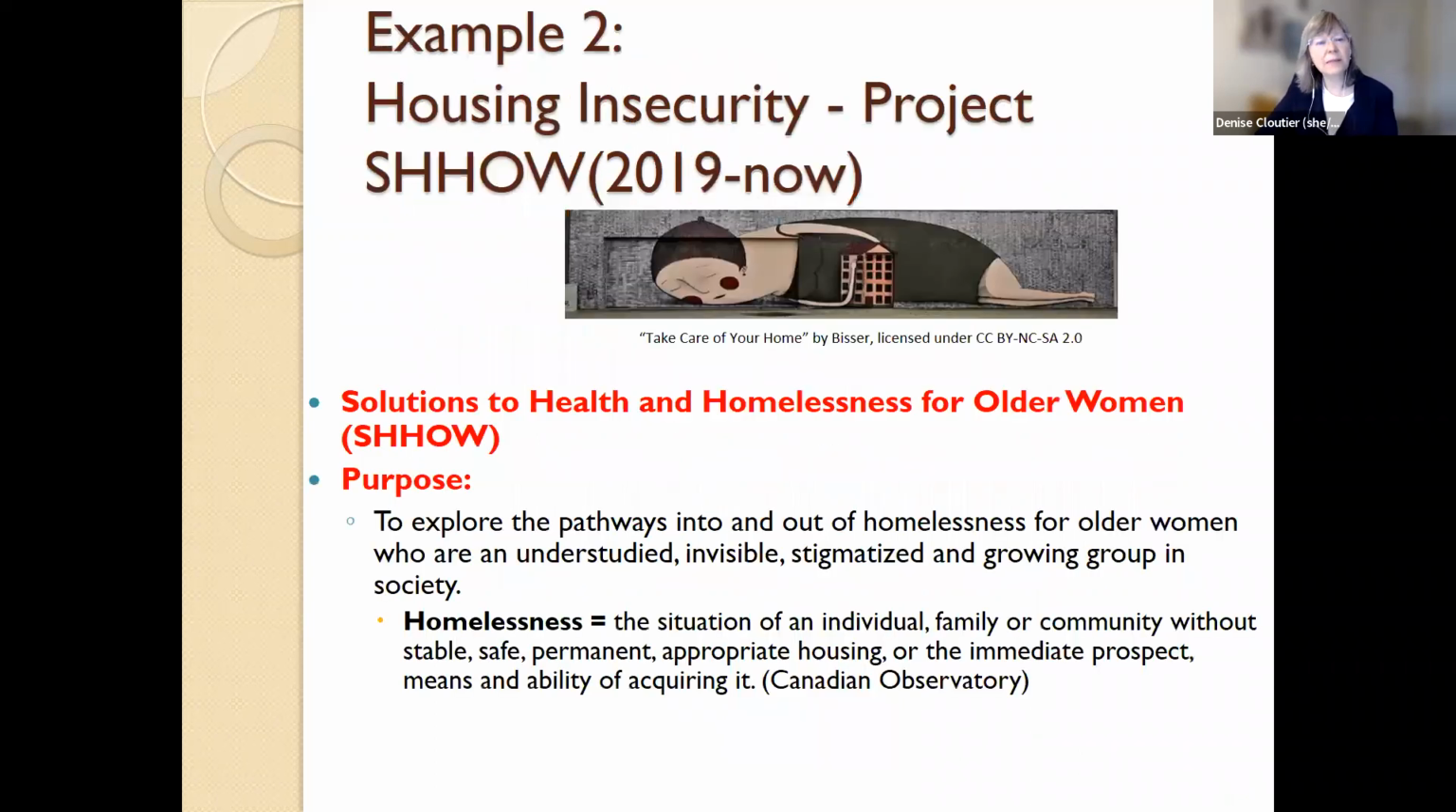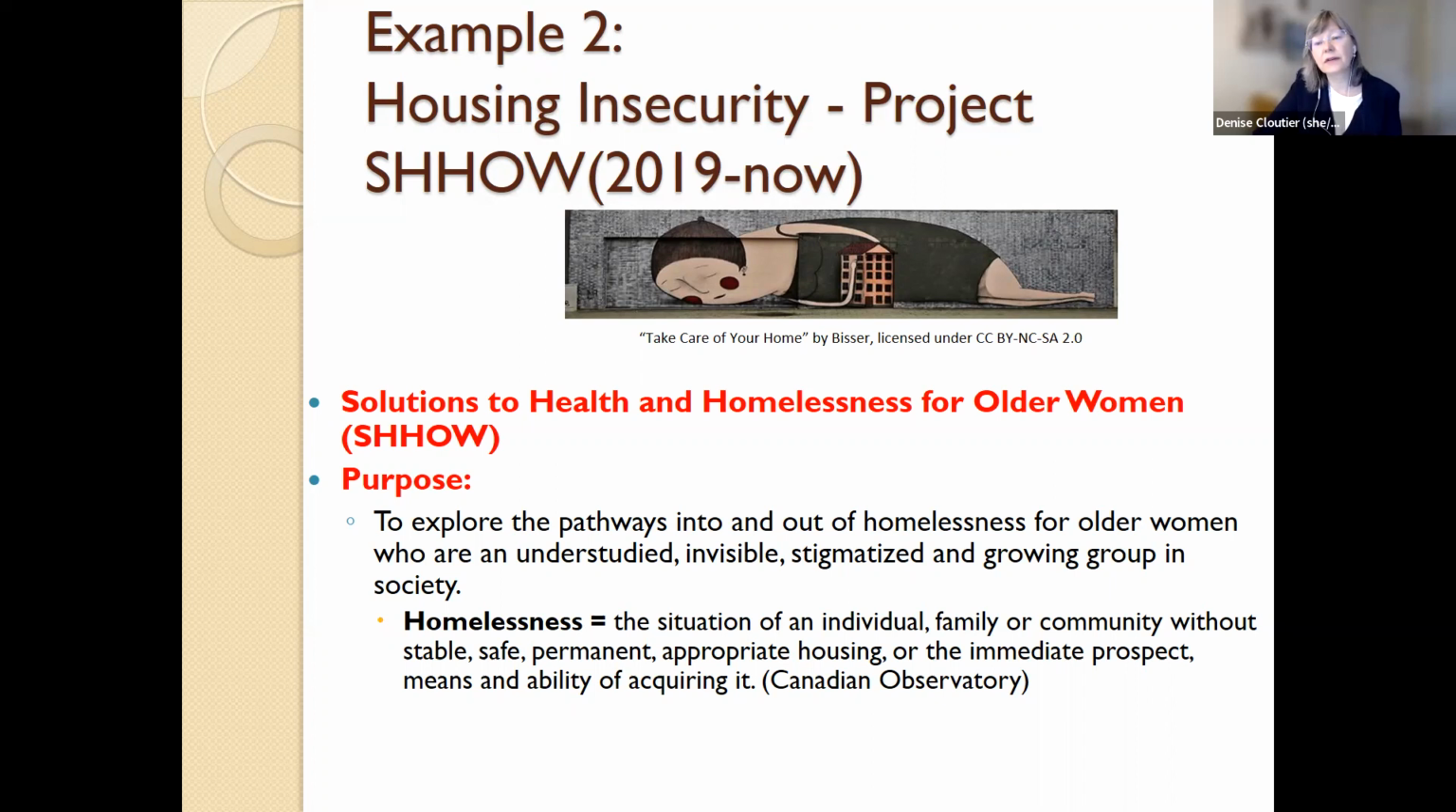So the second example that I was going to show you is this study related to housing insecurity, the research project that I'm the principal investigator on right now. It's called Solutions to Health and Homelessness for Older Women. Its purpose is to explore the pathways into and out of homelessness for older women. And older women are an understudied, invisible, and often stigmatized group among those who are experiencing homelessness.